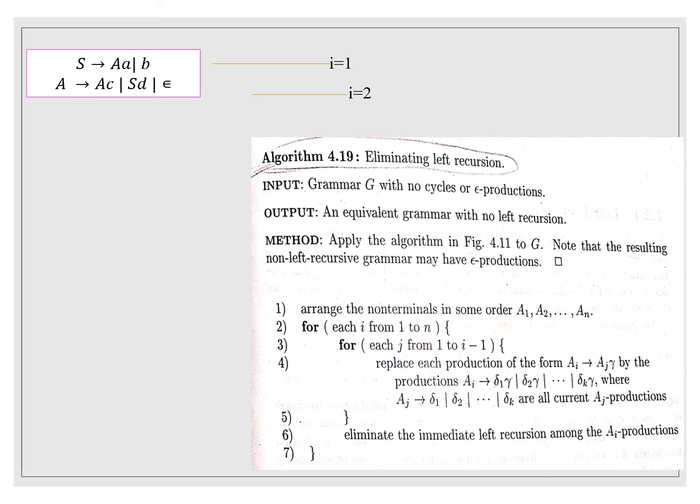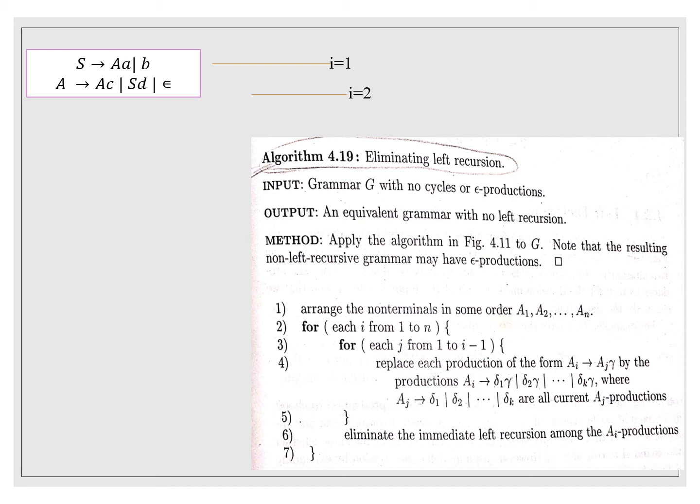And what is the output? Equivalent grammar, no changes, but with no left recursion. Try to understand. Okay, so we'll get the equivalent grammar with no left recursion. Now let us apply the algorithm to this particular grammar production. See what we have to do. So here, look at the algorithm, step 1 to step 7.